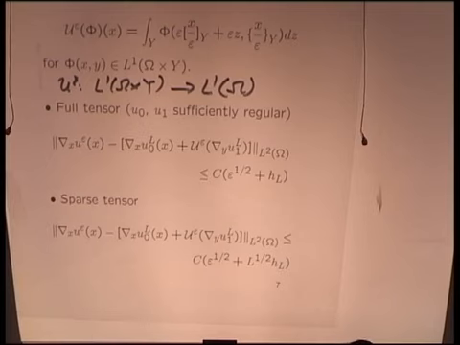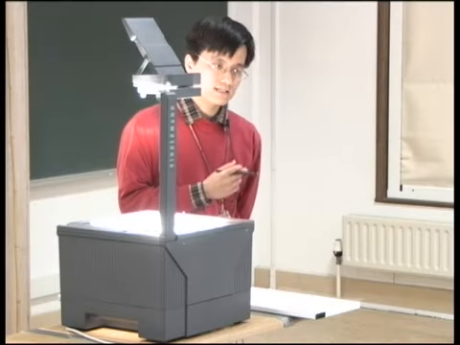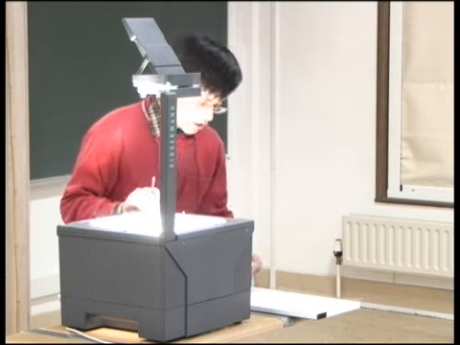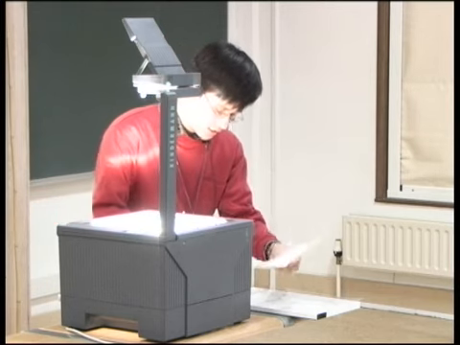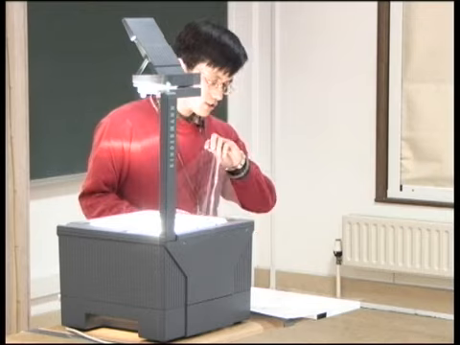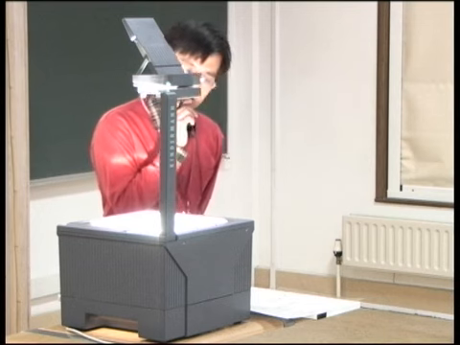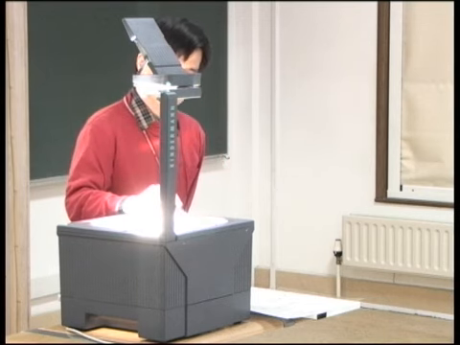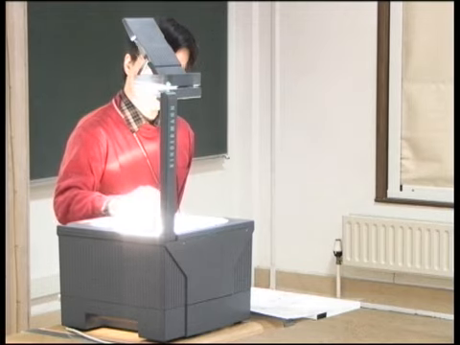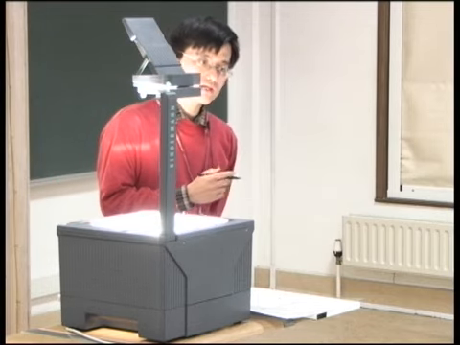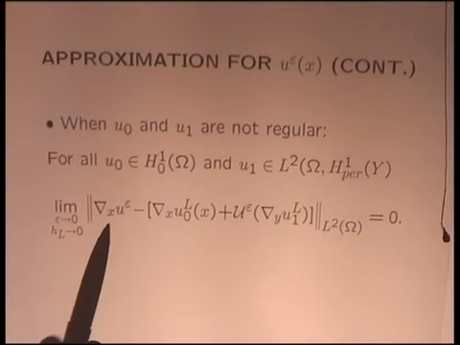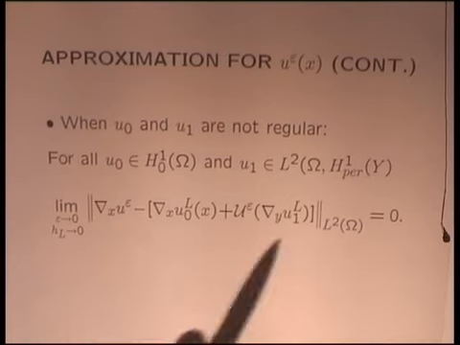But of course, we need some regularity for U0 and U1 here. If you do not have regularity for U0 and U1, then this will not hold. But if we do not have regularity for U0 and U1, we can show that when epsilon converges to naught and when the mesh size converges to naught, this is what we have. So at least somehow we can find U epsilon from U0L and U1L.